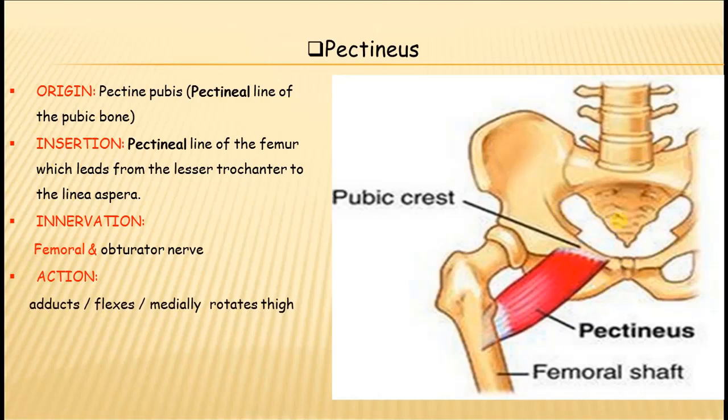So that is about the pectineus muscle. The main thing you have to remember is that it is a hybrid muscle. It is supplied both by the femoral nerve and the obturator nerve.